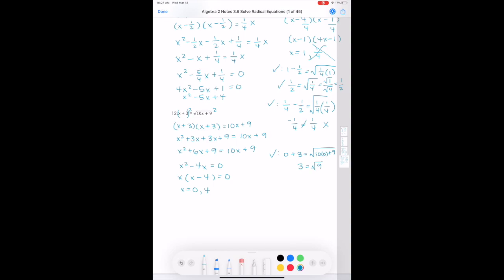This is one of the cases where both solutions work, so neither is extraneous, which is why it's important to check both of your solutions. We know that 7 is the square root of 49. So, they both work.